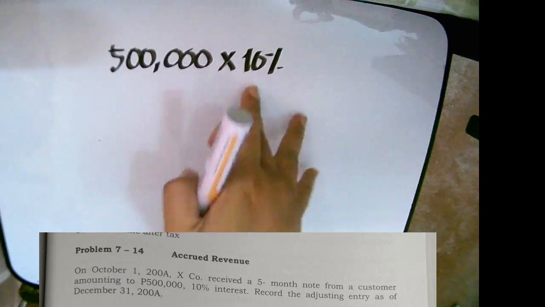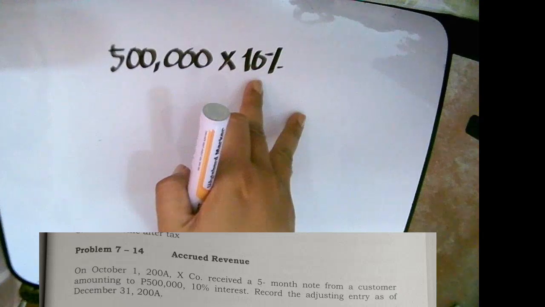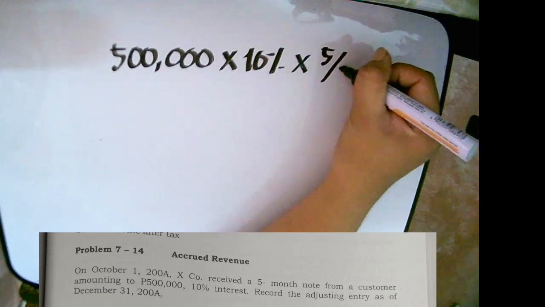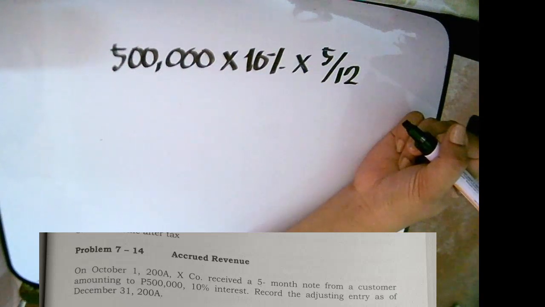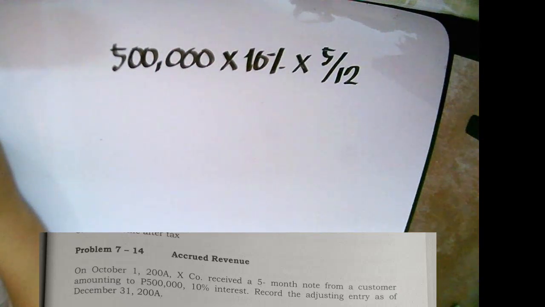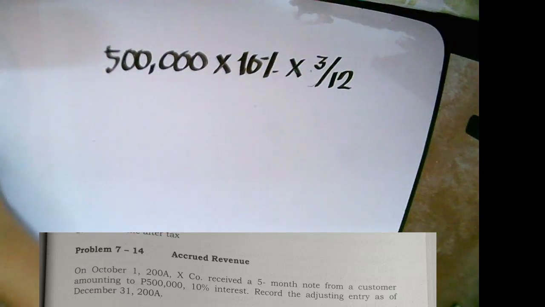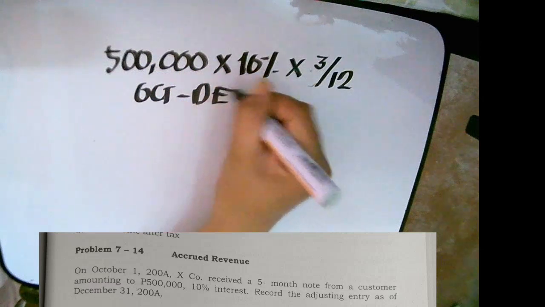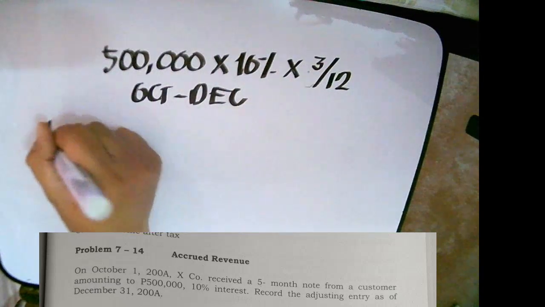it means that it is good for 1 year. So if only 3 months have accrued, we multiply by 5 over 12. So 500,000 times 10% times 5 over 12. That gives us 12,005. Should be 3. So 3 over 12, because from October to December, our amount is 12,500.